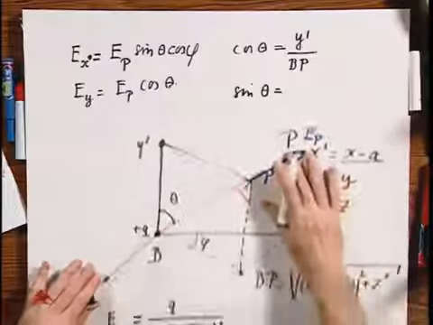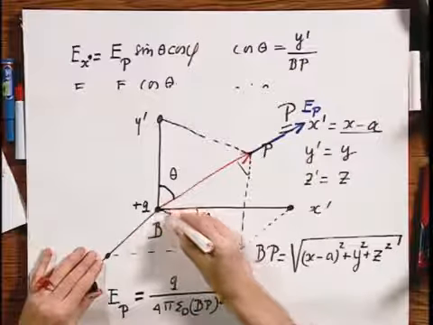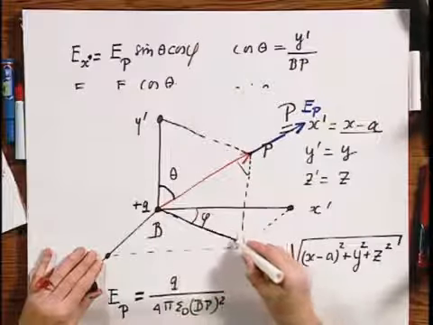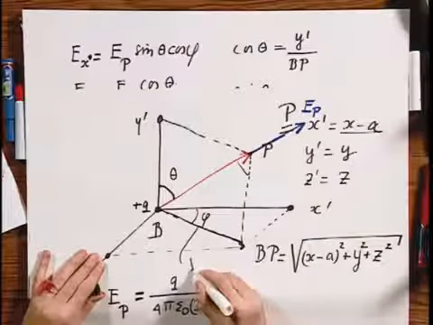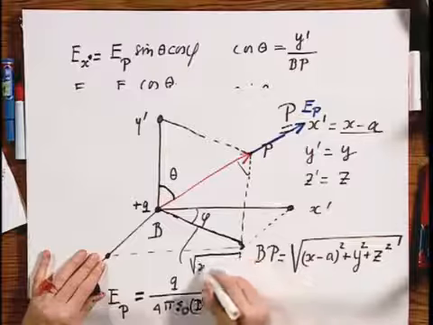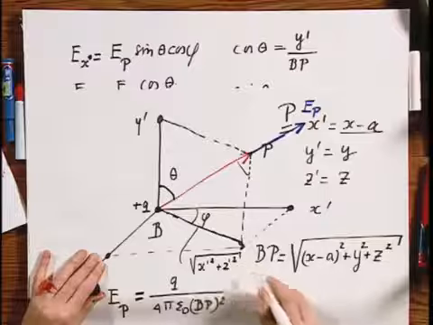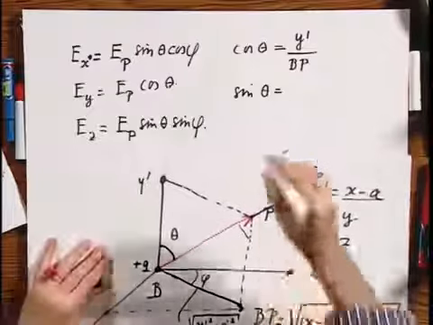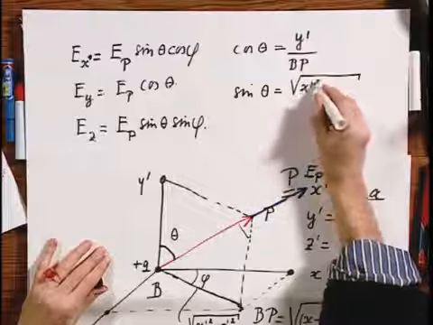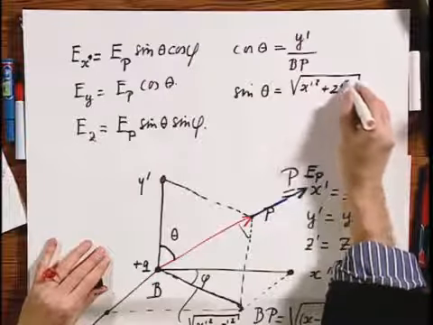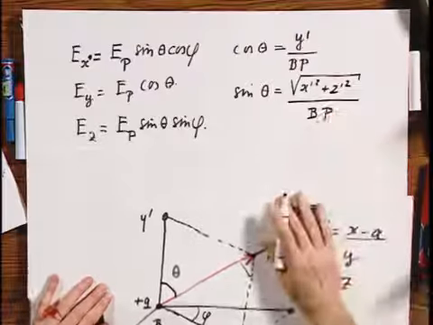The sine of theta equals, now I need this length for the sine of theta. And this length here equals the square root of x prime squared plus z prime squared. And so the sine of theta equals the square root of x prime squared plus z prime squared divided by BP.